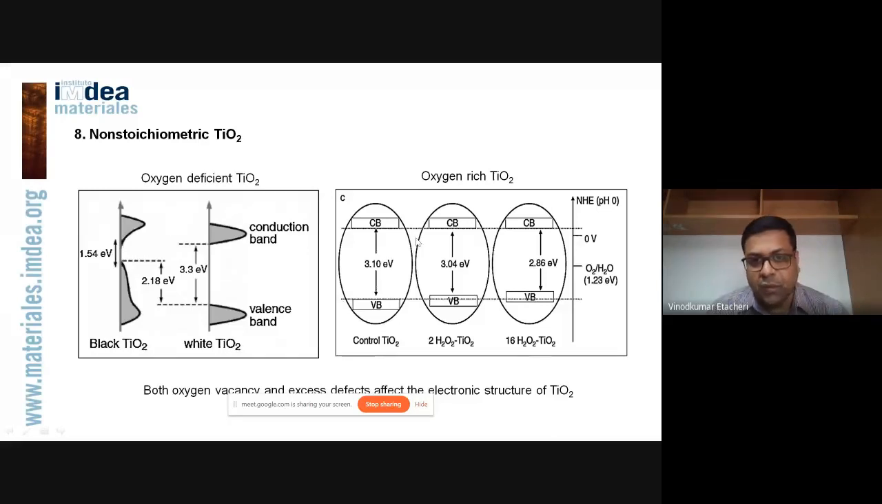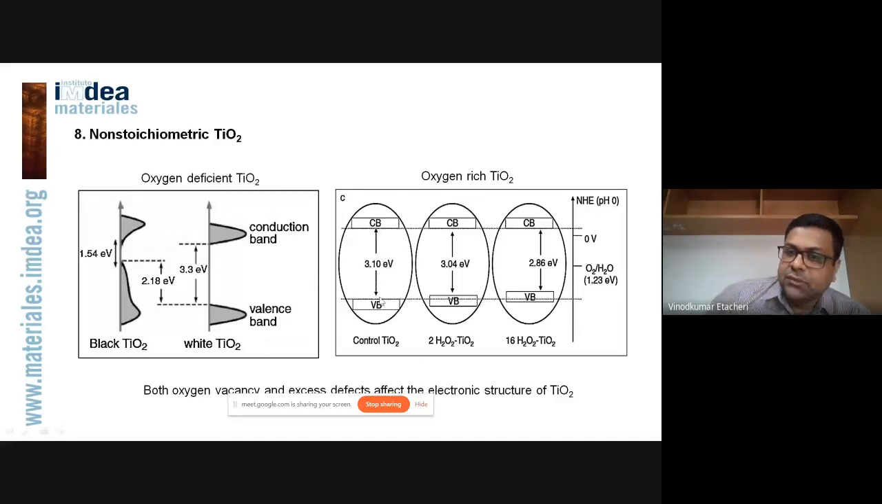So this is the conventional, most recently reported, and this is the oxygen-rich TiO2. So we are thinking, okay, how to modify the band gap by adding more oxygen into the structure. This is one of our works. The oxygen-deficient one is from the literature, and for oxygen-rich TiO2, we are thinking how to make it oxygen-rich.